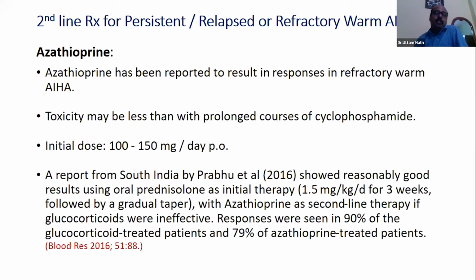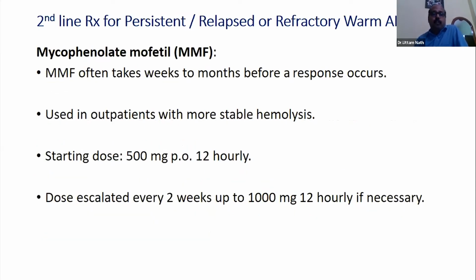Azathioprine can commonly be used in the outpatient setting. Dose is 100 to 150 milligram per day. It can cause myelosuppression, so monitoring of blood counts is important. However, toxicity is less than cyclophosphamide. In warm AIHA, Prabhu et al. from South India have shown good response rates with azathioprine, up to 80%, in patients who were earlier treated with steroids and relapsed. So azathioprine is a good option for outpatients. Same with mycophenolate mofetil.